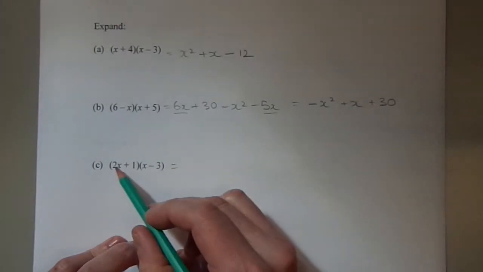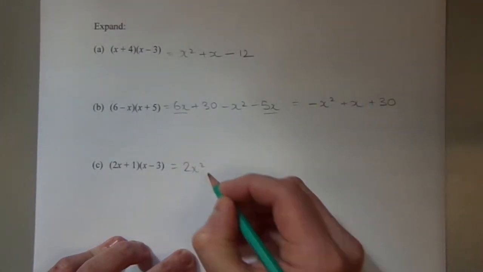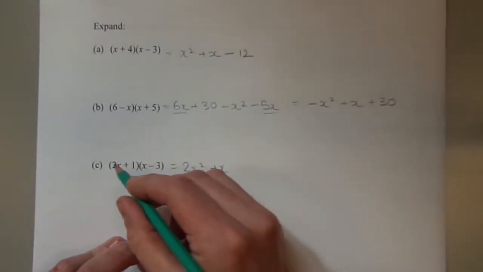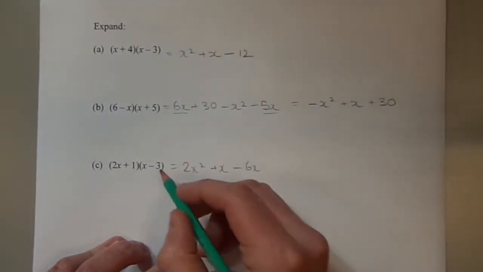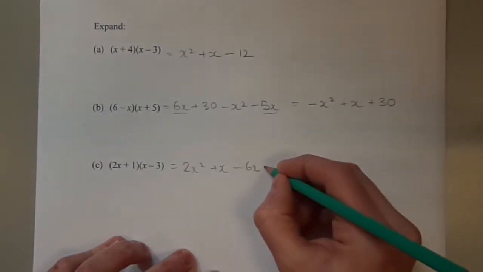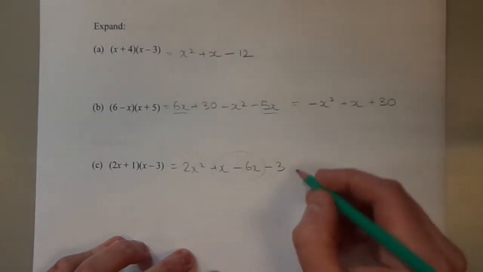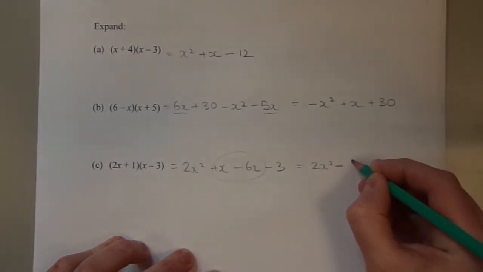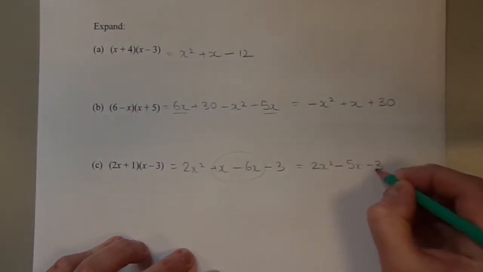And then the final one, 2x times x is 2x squared. 1 times x is x, minus 3 multiplied by 2x is minus 6x. Minus 3 times by 1 is minus 3. Again, collect these two terms together. 2x squared minus 5x minus 3.